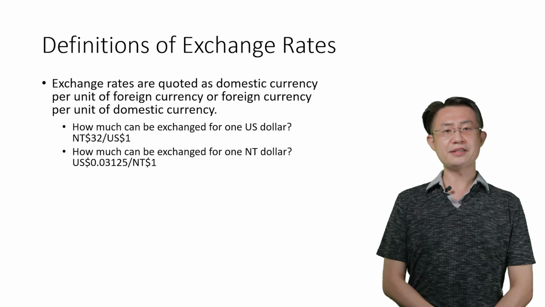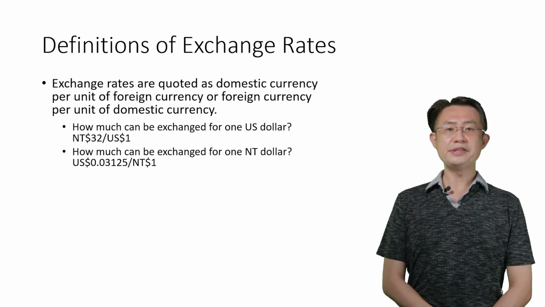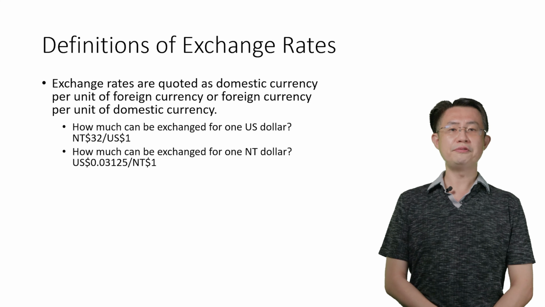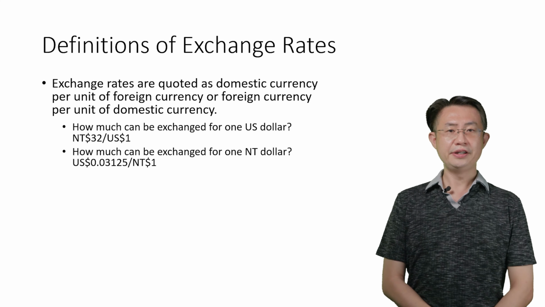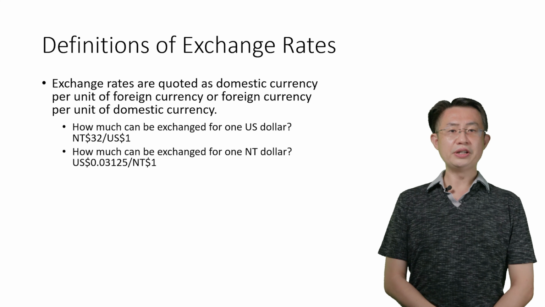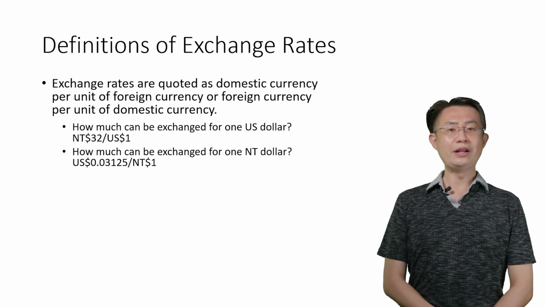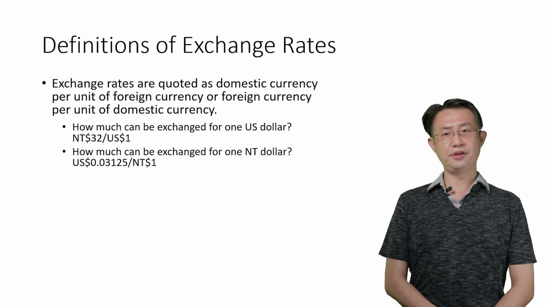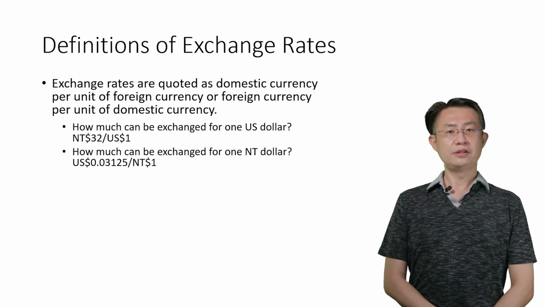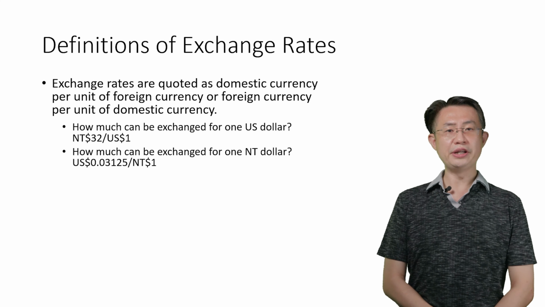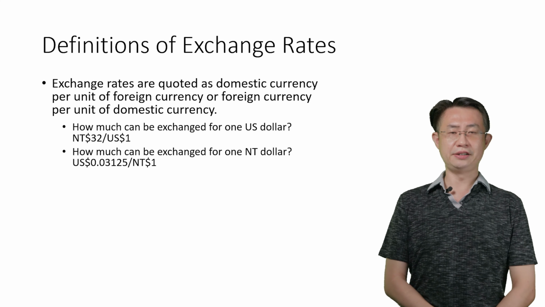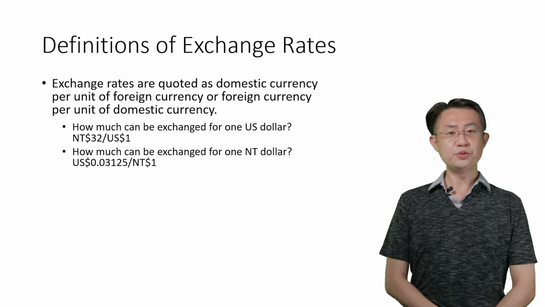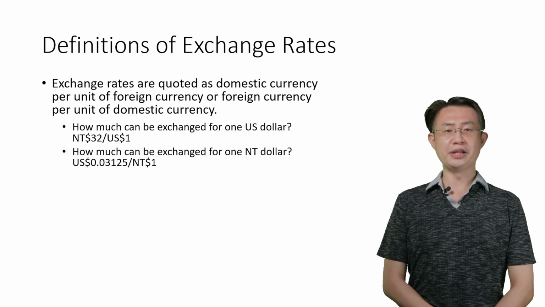So if today's exchange rate equals 0.03125, that means 1 NT dollar can buy 0.03125 US dollars, or 0.03125 US dollars can be exchanged for 1 NT dollar. That means we have two ways to illustrate exchange rates.